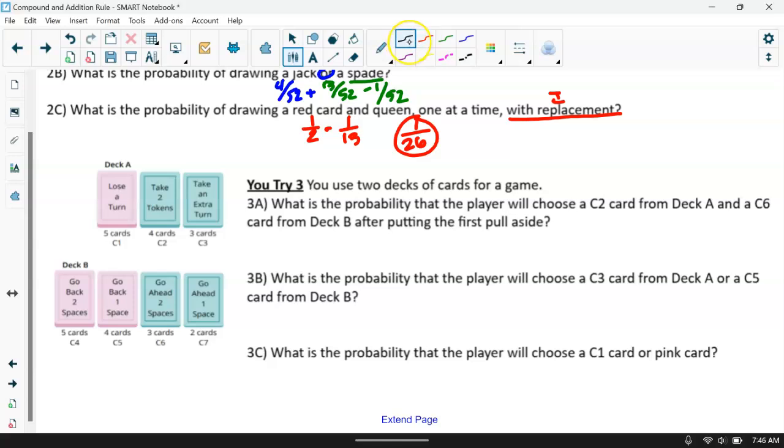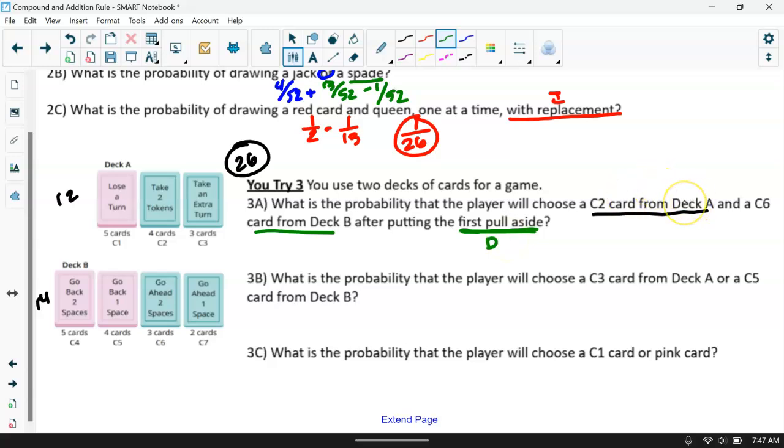And so for here, because you're using the 2 decks for the game, you're keeping in mind, so I'll just write the totals here, that there are 12 cards in deck A, there are 14 cards in deck B. So there is a total of 26 cards that you're using for this game between the 2 decks. So probability of choosing a C2 card from deck A and getting a C6 card from deck B, but putting the first pull aside. So you should have noticed that this is dependent.